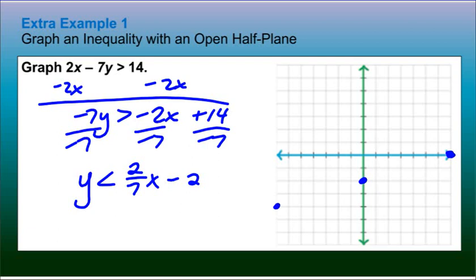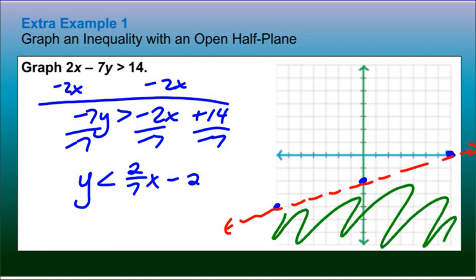There's my line. It's a dashed line because it cannot equal that, so I just have the less than. So I'm going to draw a dashed line. And it says it has to be less than that. It has to be below the line. So below the line would be here.